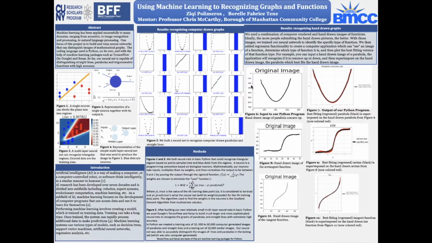This project, using machine learning to recognize graphs and functions, is focused on how to distinguish images. We use Python and machine learning packages such as Keras and TensorFlow. The neural network used here is written in Python and can recognize a triangular region based on point samples.